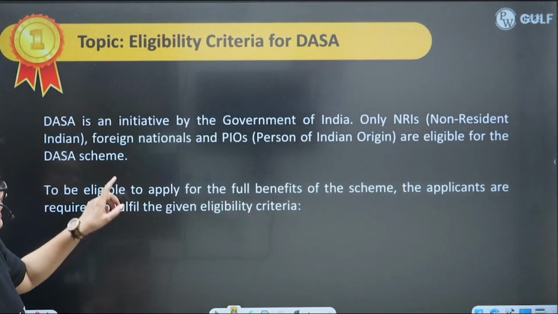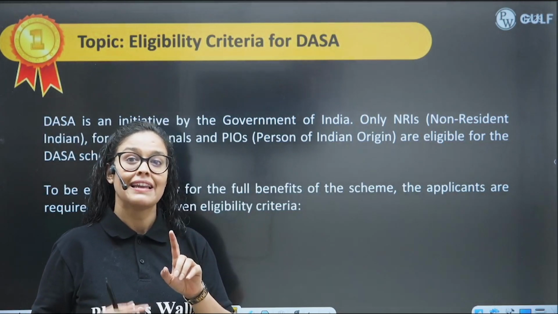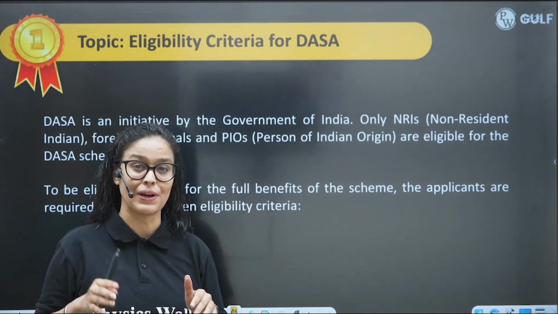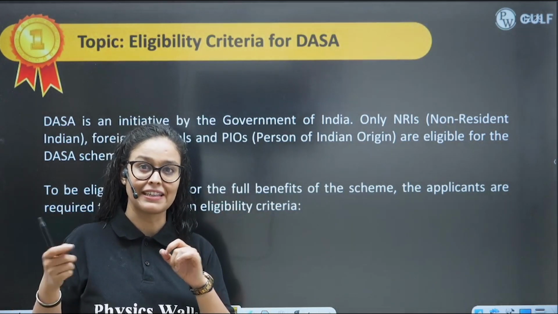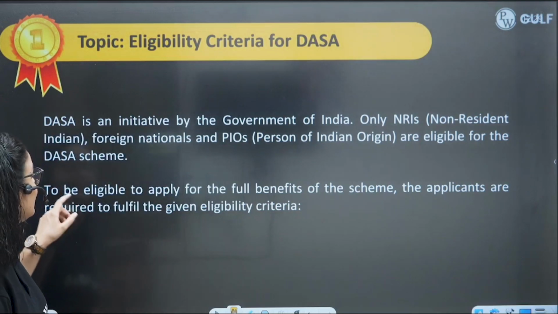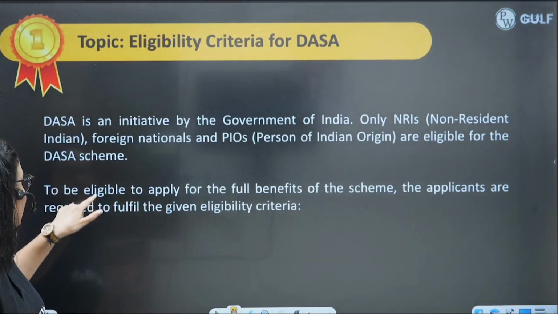Next, DASA is an initiative by the Government of India, and again I'm telling you, if you are looking for the scheme in 2025, then obviously this is for you, and you have to keep an eye in June. In June generally they release this form, so you have to fill it in June, and I have shown you all the tentative dates, right, to be eligible for the DASA scheme.